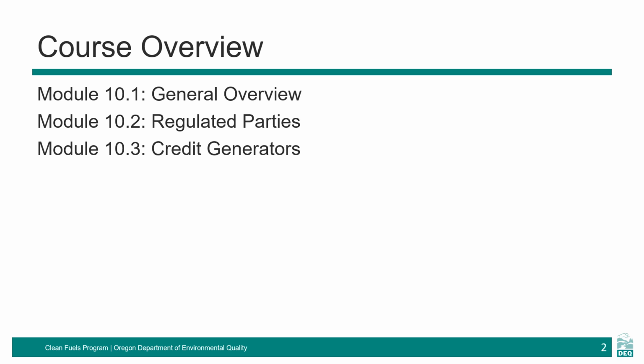This course is divided into three modules. Module 1 gives a general overview of the reporting framework. Module 2 discusses the responsibilities of regulated parties and the reporting requirements. And Module 3 focuses on the same for the credit generators. These modules are designed to provide a full understanding of the Clean Fuels program reporting and verification process.